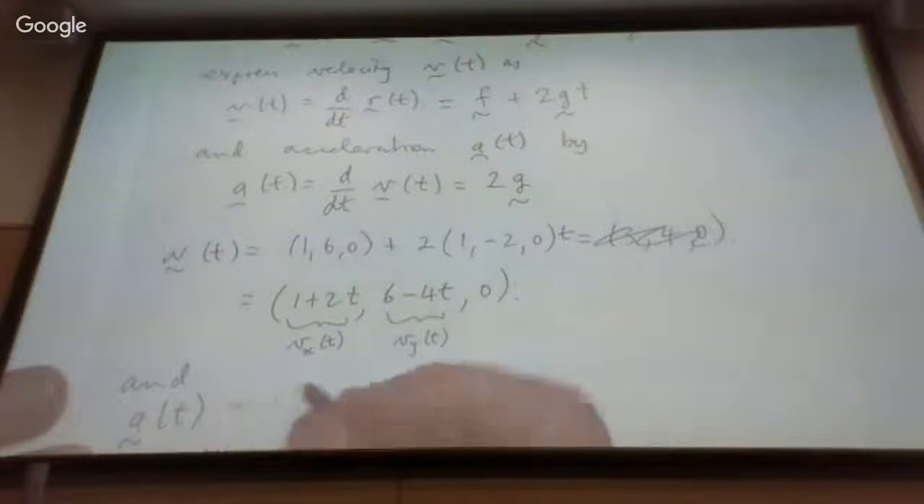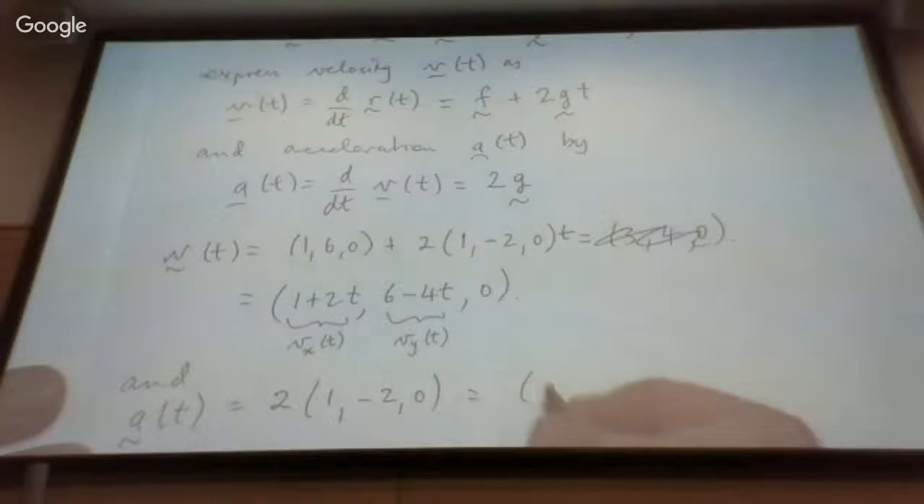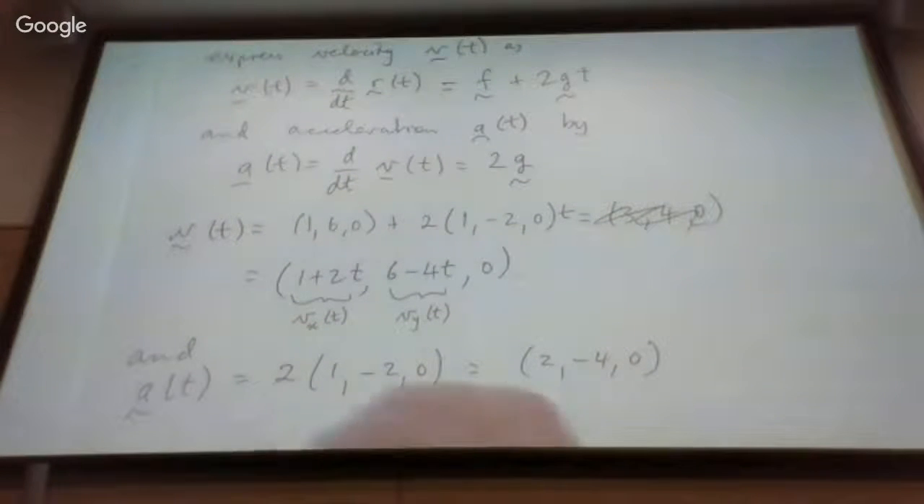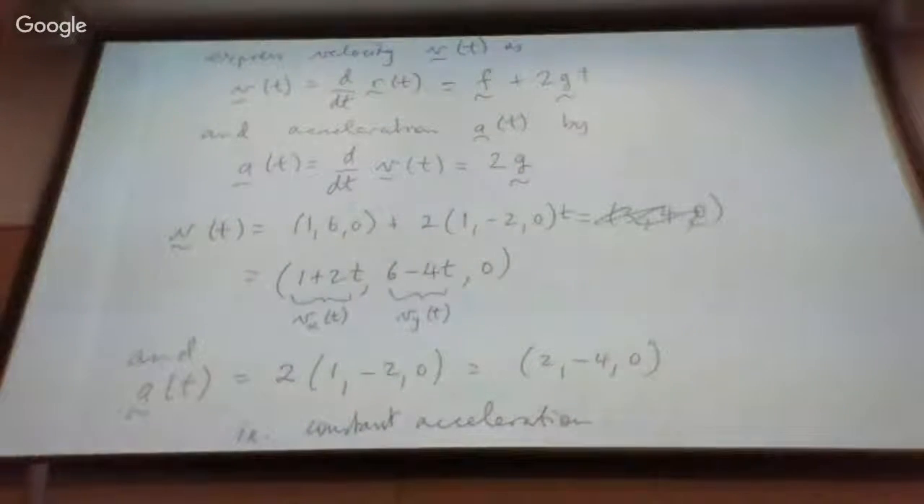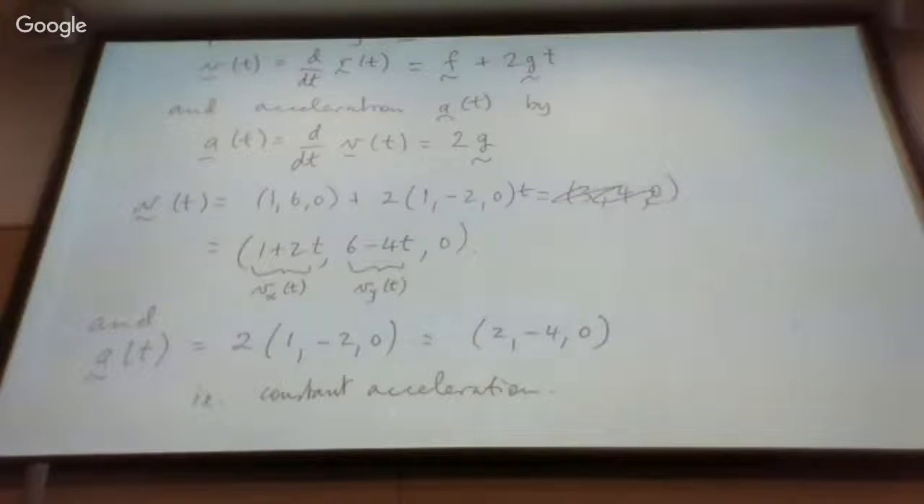And the acceleration, well, this is just 2 times vector g, which is 1 minus 20. So just 2 minus 2. Which, interestingly, note, i.e. we've got constant acceleration. So an object with a position vector which goes up to order 2 in time, or a quadratic in time expression, that's going to be an object moving under constant acceleration.